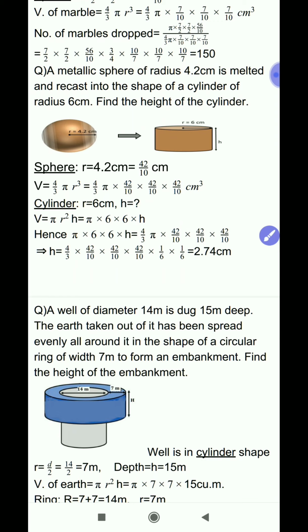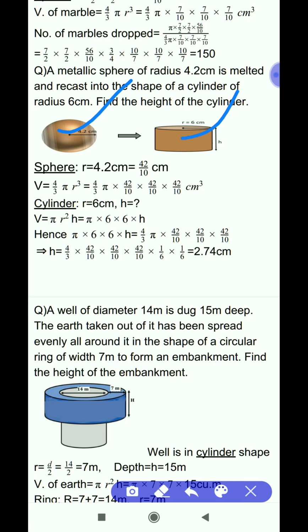A metallic sphere of radius 4.2 centimeters is melted and recast into the shape of a cylinder of radius 6 centimeters. Find the height of the cylinder. Here, two solids are given. One is a sphere, another one is a cylinder. Because it is melted and recast, their volumes are the same. The radius of the sphere is 4.2 centimeters, that means 42 by 10 centimeters. Volume is 4 by 3 pi r cube.